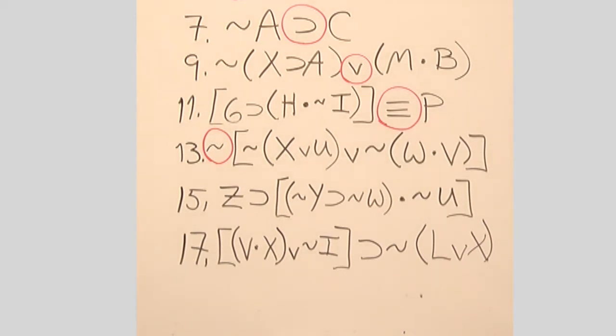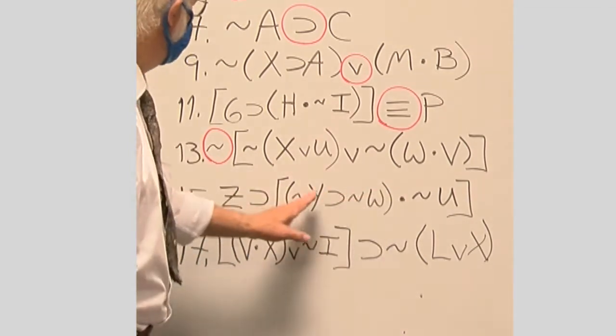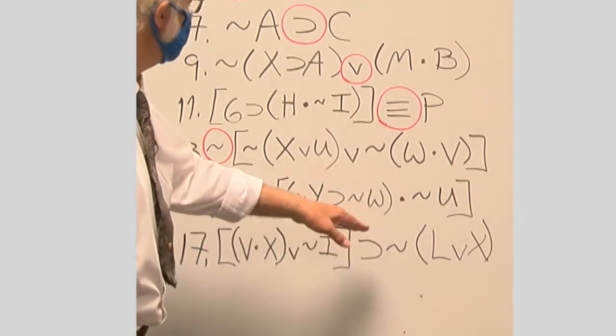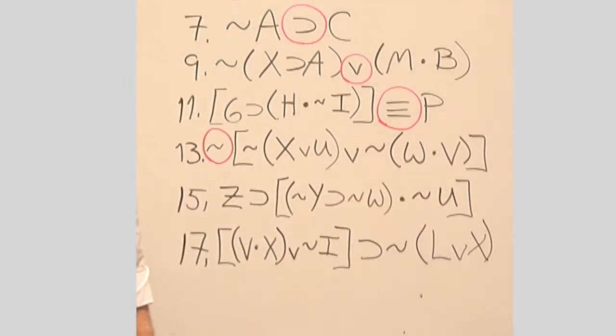Let's try now number 15. This piggybacks on one of the previous examples. We've got a lot of symbols going on here. What we're told is that Z implies both if not Y, then not W, and not U. What is the main connective? I think you can see it. It's the first horseshoe. Notice that it's the only connective outside of a set of fences. So it's got to be the main connective.